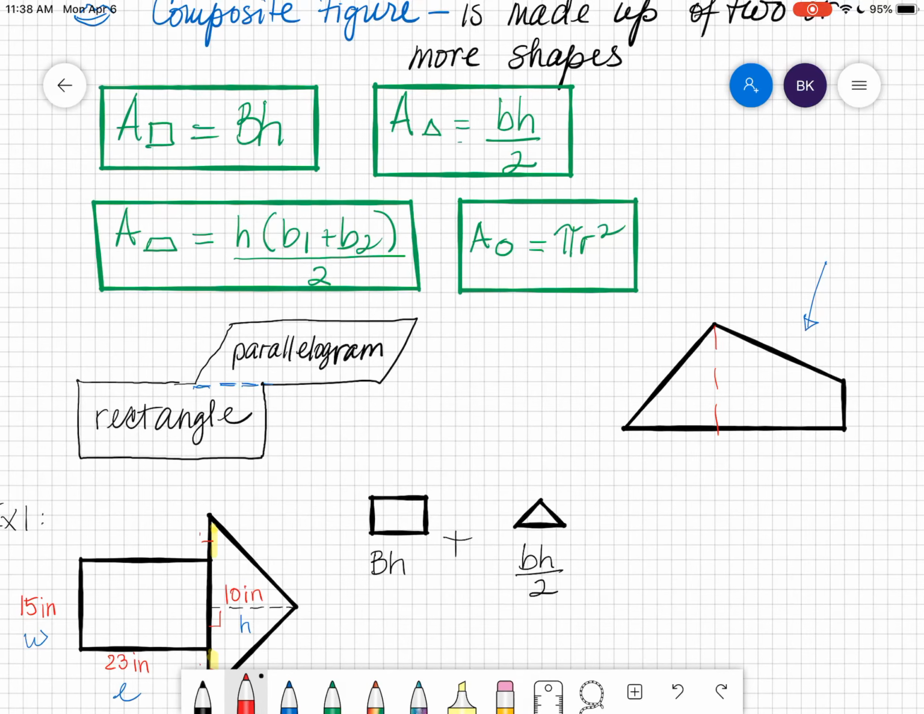One is a triangle, and the other one is the trapezoid. Now, please remember that trapezoids are shapes that have one set of sides that are parallel to each other. So again, this and this would be the bases of the trapezoid.